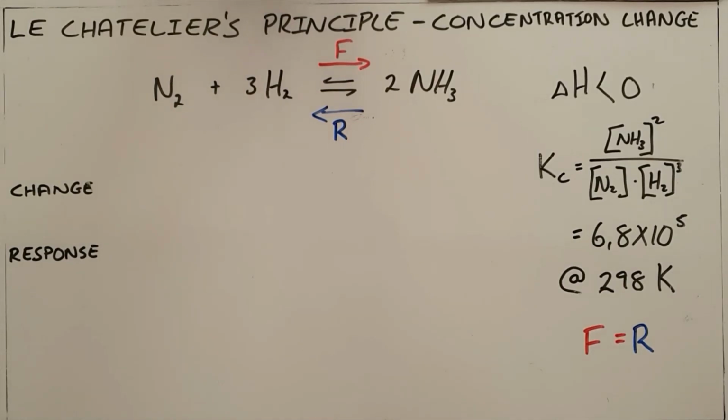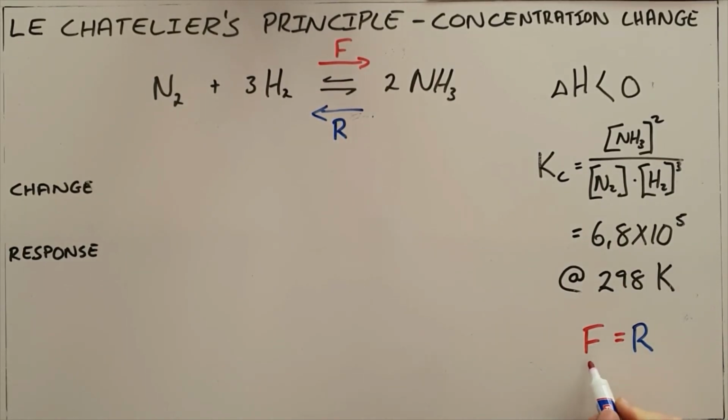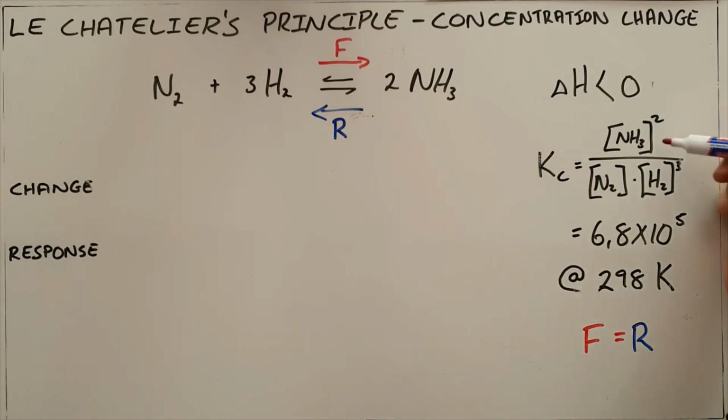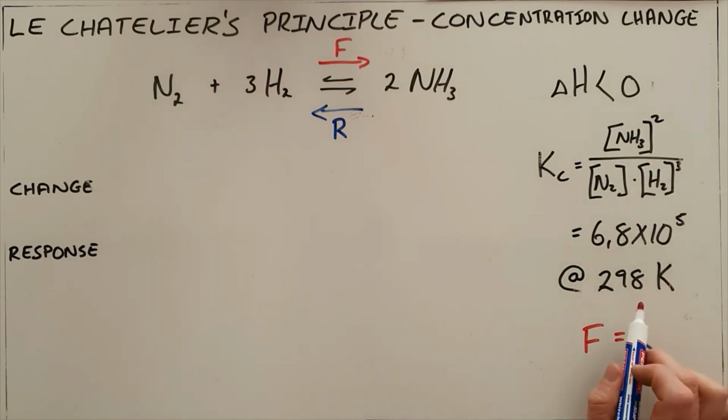Once equilibrium has been established, we know that the rate of the forward reaction is equal to the rate of the reverse reaction, and the ratio of the concentration of the products to the concentration of the reactants remains constant as long as the temperature remains constant. Now, there are a number of changes that can be made to that reaction which would initially upset equilibrium, and we use Le Chatelier's principle to explain how the reaction responds to that.